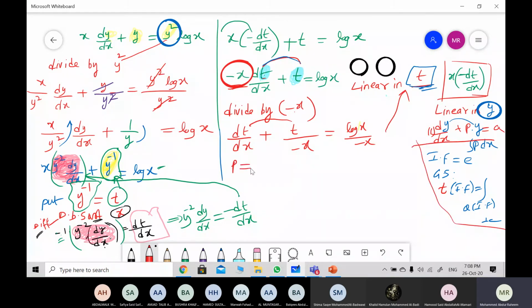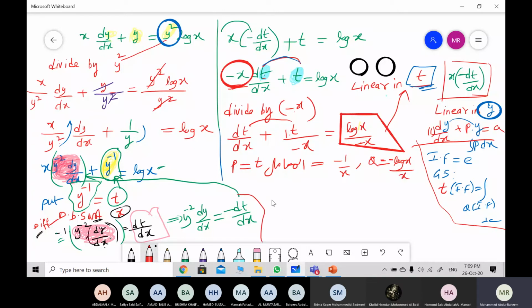The IF has a p, what is the coefficient? It is minus t over x. Before that it was linear in y, with coefficient of y, but now it is linear in t, with coefficient of t. That is minus over x, this one, which has 1 over minus x. What is q? Minus log x over x. You can write minus up or down, no problem.